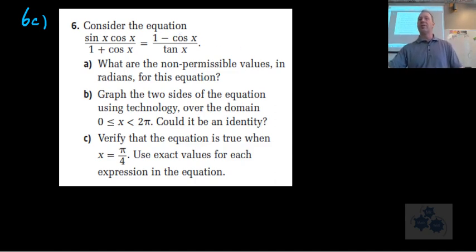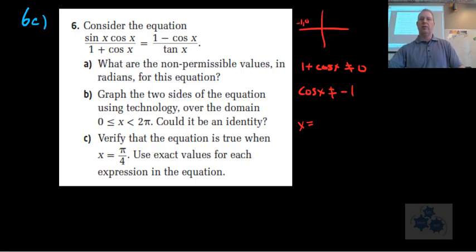Okay, so things we have to keep in mind: we cannot divide by zero, or infinity, right? And we cannot have an undefined value in any part of the equation, numerator or denominator. So those are the ones we're looking for. So I'm looking at a denominator down here. 1 plus cos x cannot equal 0. So that means cos x cannot equal negative 1. So what are the x values associated with negative 1 for cos?